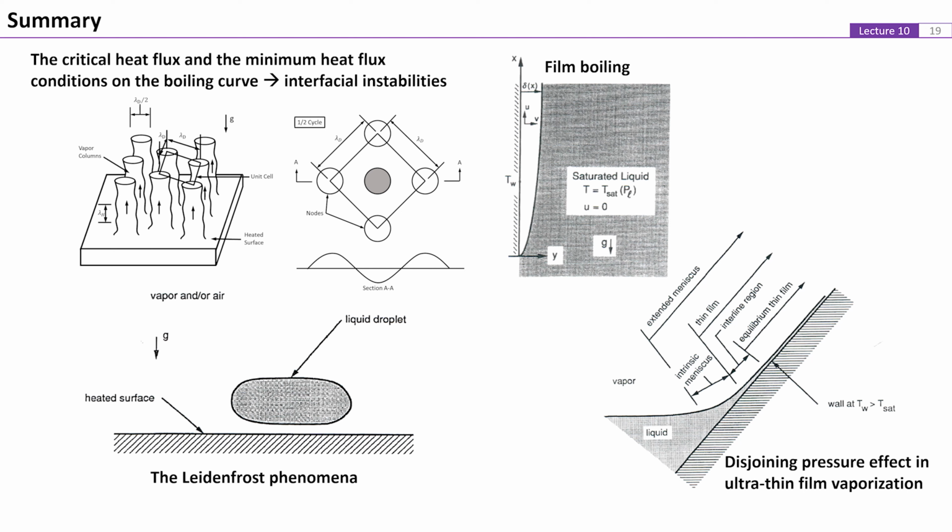The Leidenfrost phenomena corresponds to the evaporation of a liquid droplet on a highly superheated surface. There is a stable vapor film in between the liquid droplet and the hot surface. A theoretical analysis was also introduced. Finally, we briefly discussed about the effect of disjoining pressure on the evaporation of ultra-thin liquid film.